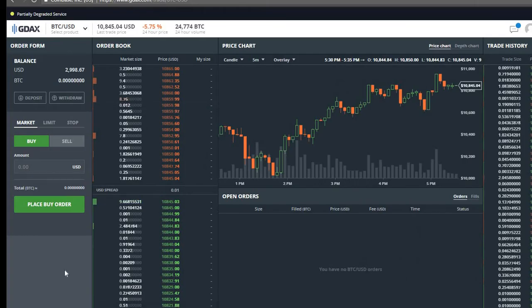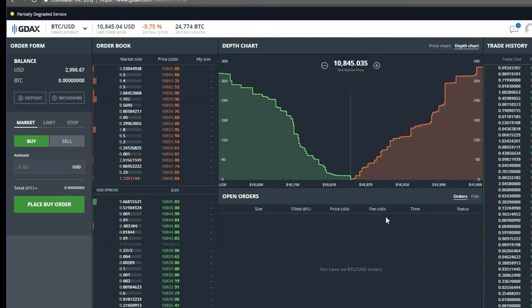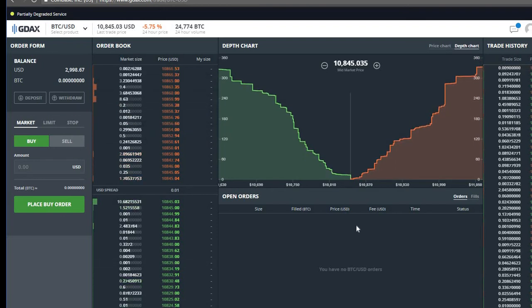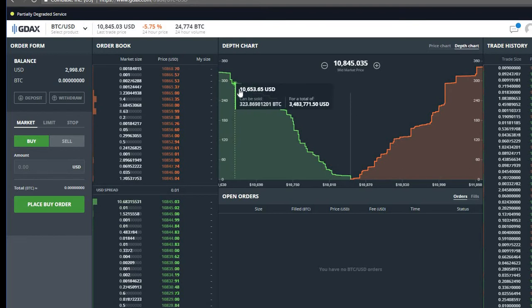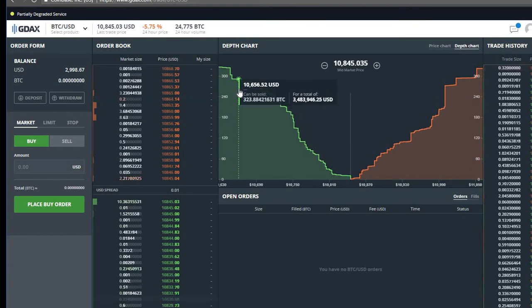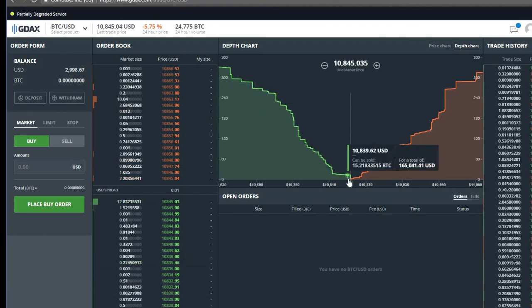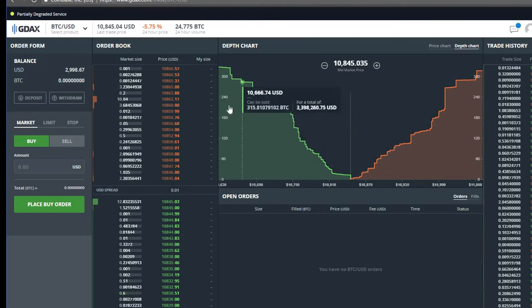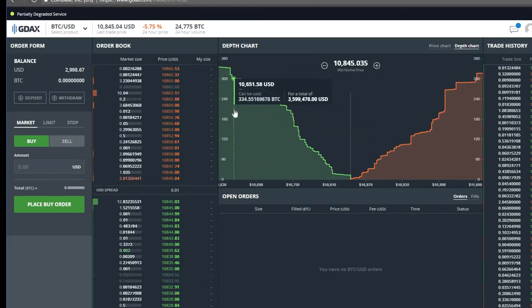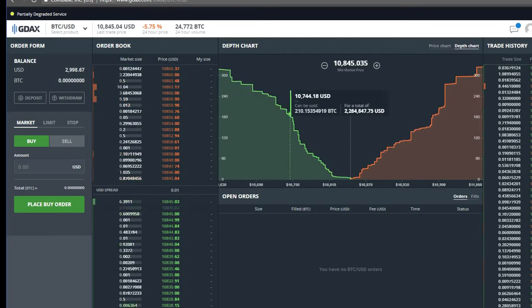The other thing I think it's important for people to understand how to read is the depth chart. So let's go ahead and switch over to the depth chart on GDAX. See right here, what it's visualizing is the amount of buying power on each side. So up here, if we wanted the price to go down to 10,650, we would have to sell 324 Bitcoin to get to that price. So it gives you an idea of how much money has to be moved. That's around $3.5 million that has to be moved in order for the price to drop down to 10,600. That's if all the orders stay.